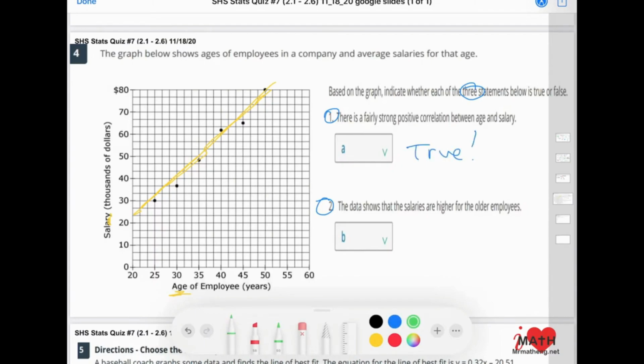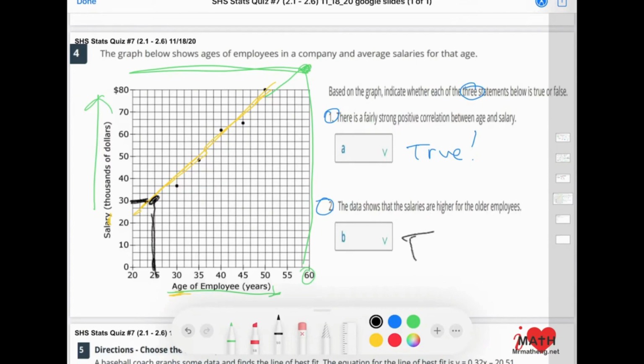Okay, the data shows that salaries are higher, so as this is going up, for only older employees. Yeah, so someone who is age 60, they're getting a salary that's like $80,000, and the young one, if you're only 25, low on age, and you have low on wage, right? So that is also true.